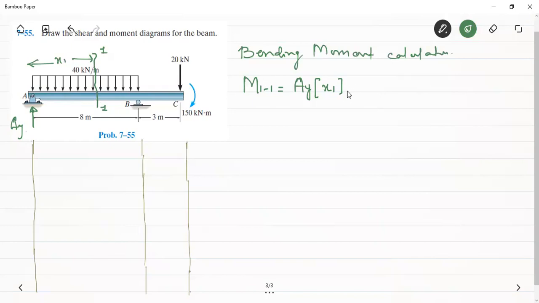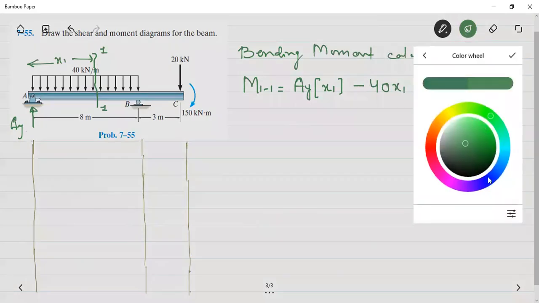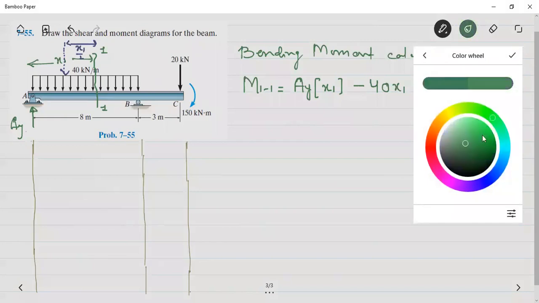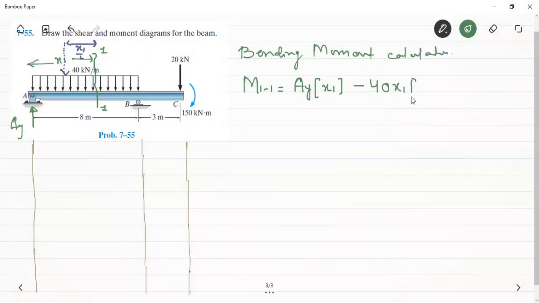Therefore, all the moments in the anti-clockwise direction from the left-hand side of the section have to be taken as negative. So this will be equal to 40x1, this will be the load. And we know that since it is a UDL, this load will be assumed to act at the centroid, that is, at a distance of x1 by 2. Therefore, this is the load and this is the force arm.